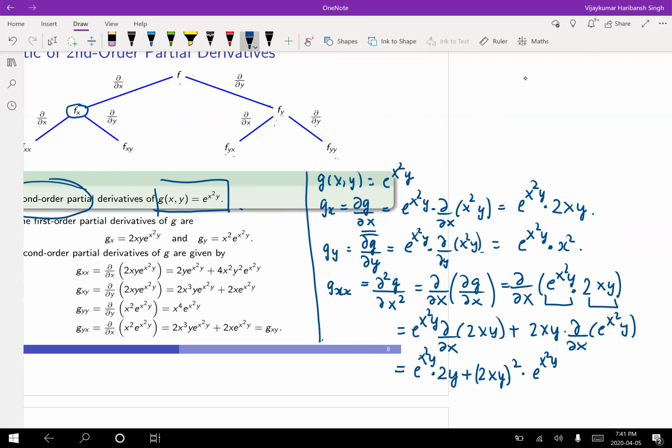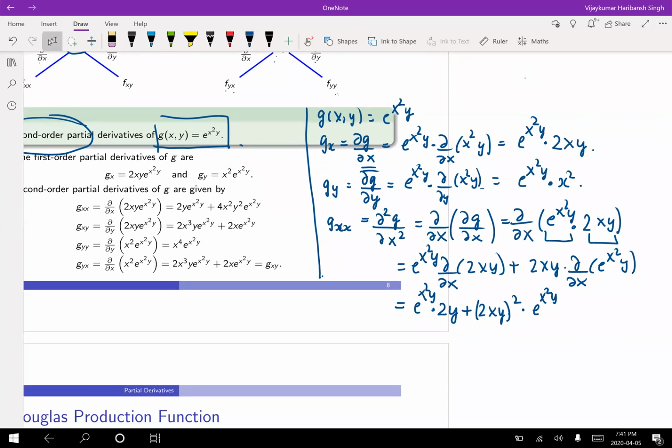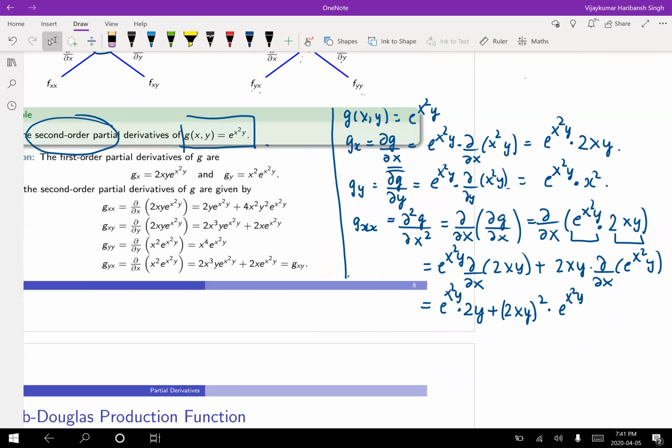Okay, so I'm just plugging that in from here. So this is the partial derivative with respect to x, g_xx. Now we have to compute the other ones.